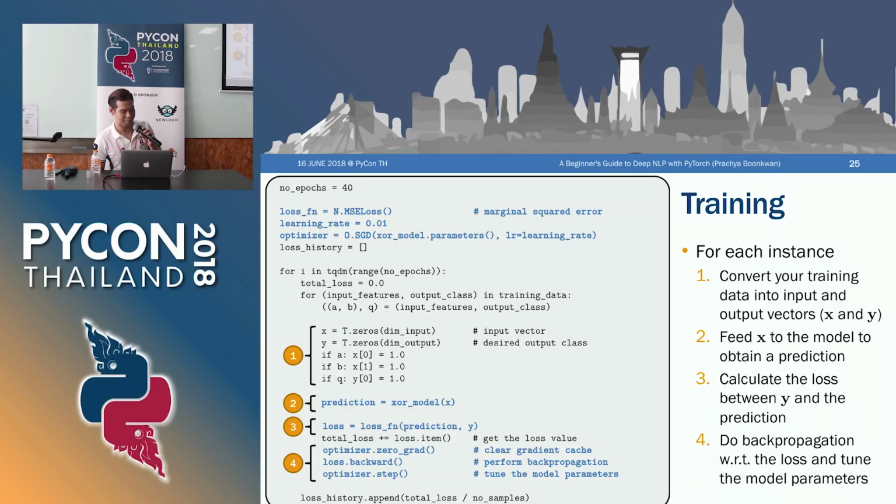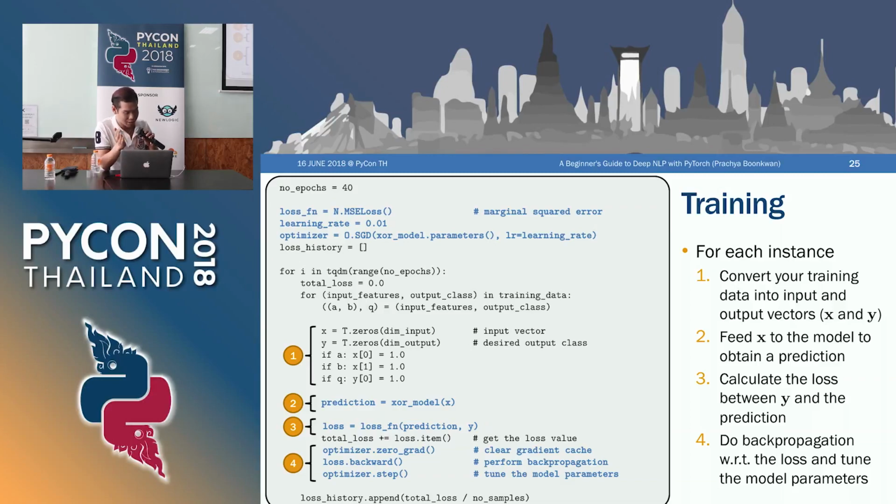This is how we train it. It looks complicated at first, but let me decompose that for you. For each instance, first, we convert the training data, which is A, B, and Q, into two vectors. X is for the input, and Y is for the output. And then we convert that from true and false into 1 and 0. So that's the first part.